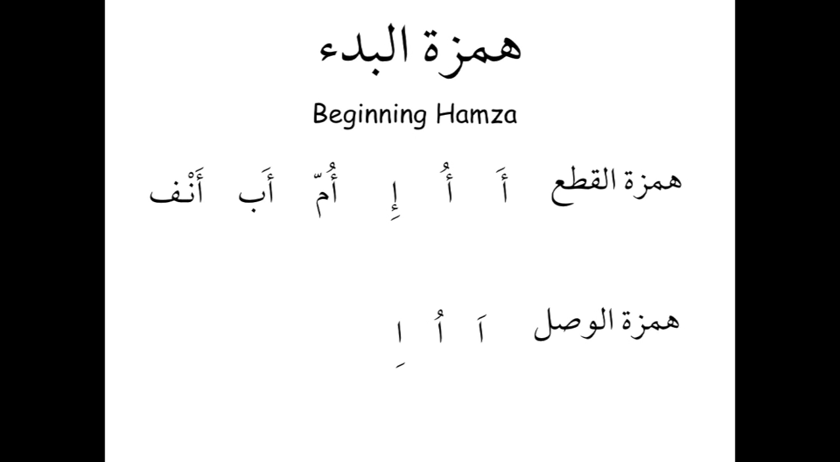Let's take some examples for Hamzat al-wasl. Ism. Notice how we pronounce it exactly the same. Ism, it means name. And then imra'a, which means a woman. Ism, imra'a. So what's the difference between them? In order to see the difference, we'd have to put them in a sentence.